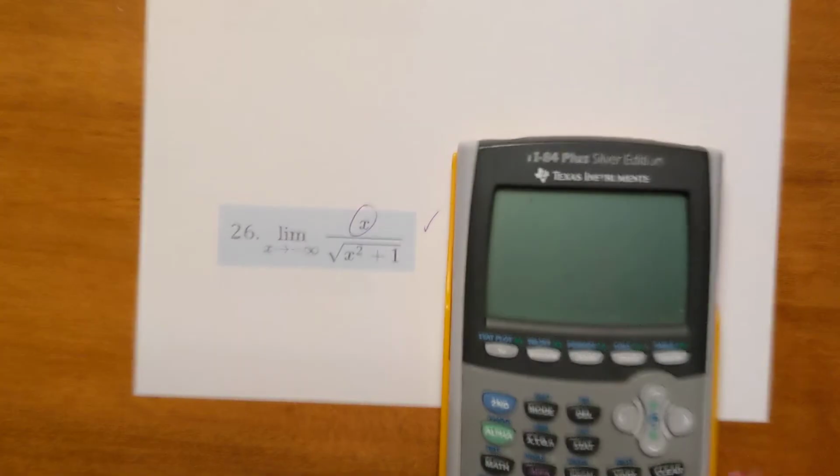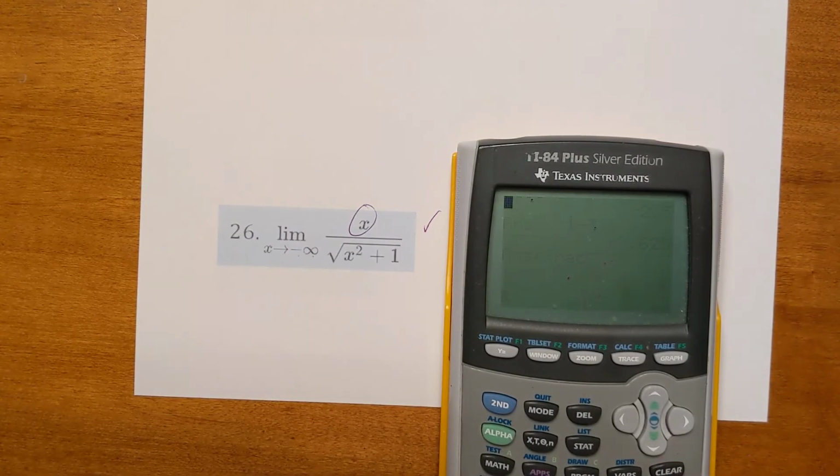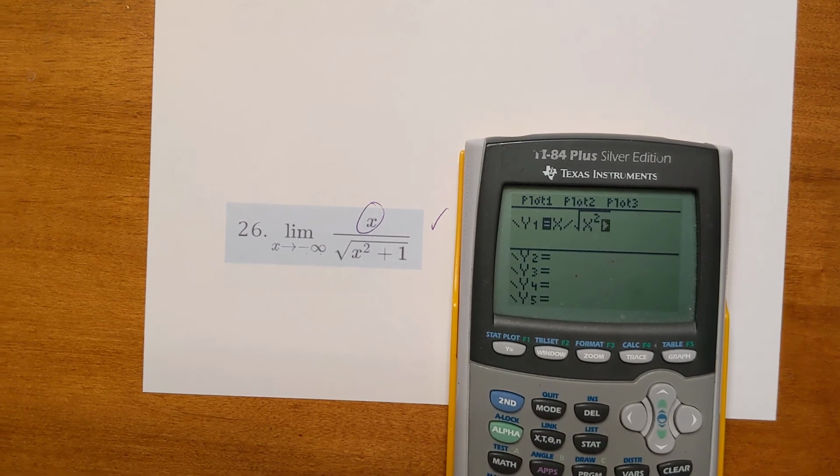So looking at it here, we have y equals x divided by the square root of x squared. I don't think you need parentheses because it's in that square root. It doesn't hurt to use parentheses, but you don't always have to use them. So you can see that it's approaching negative 1 to the left, and it's approaching positive 1 to the right.